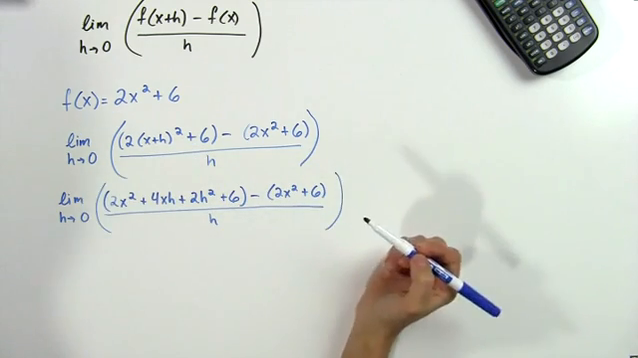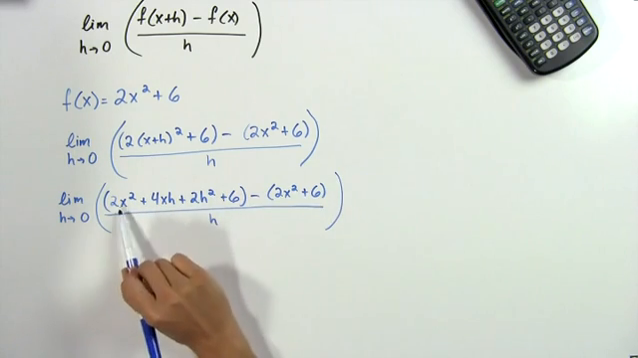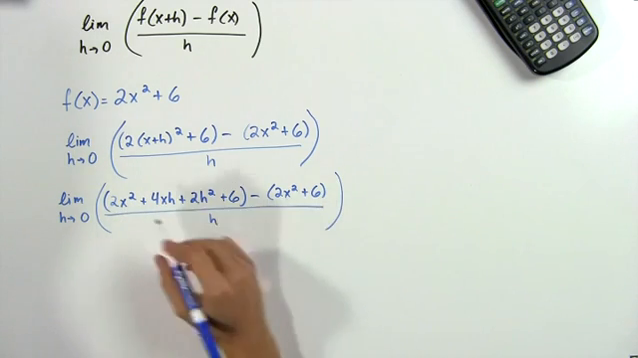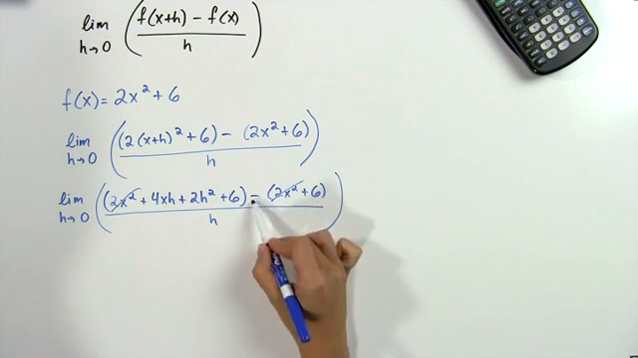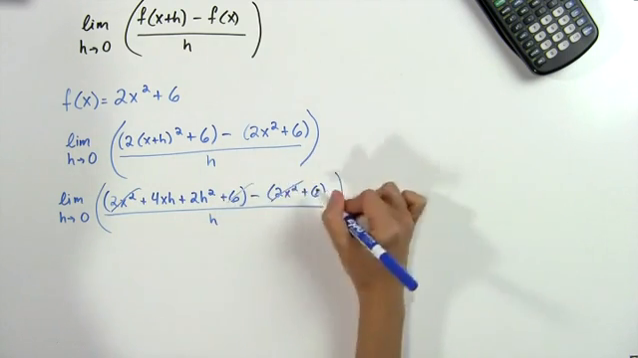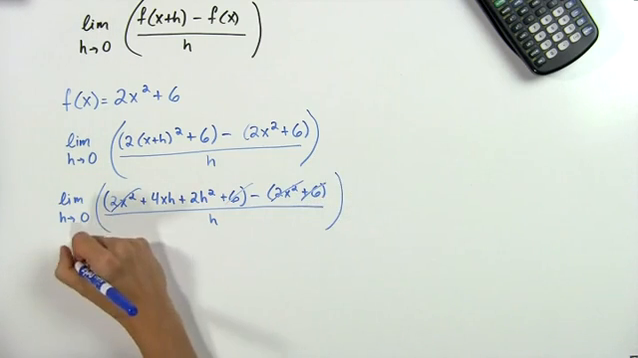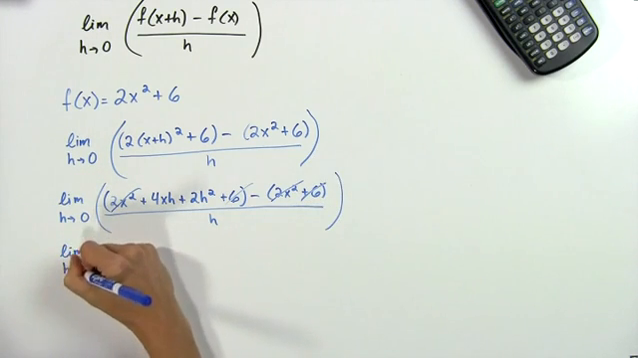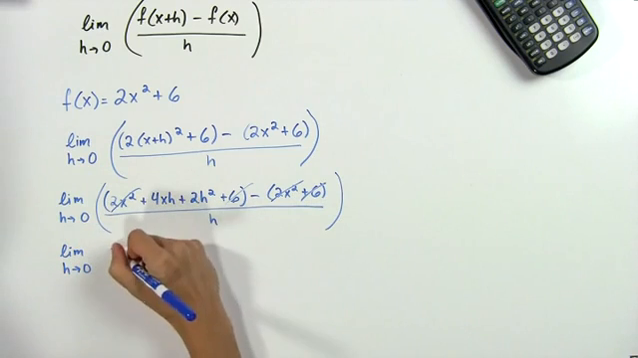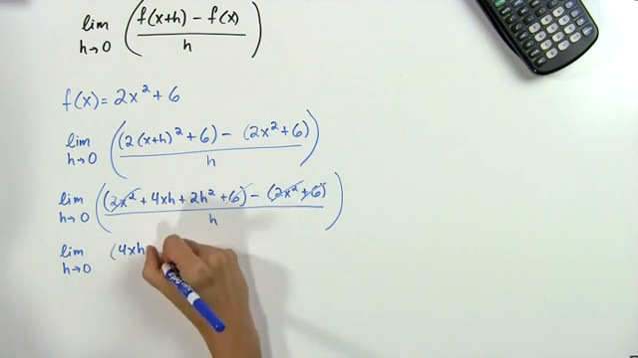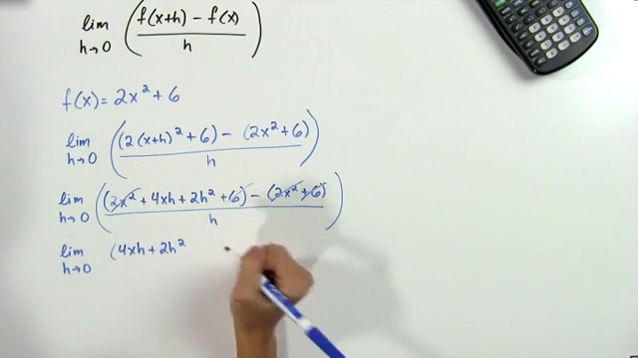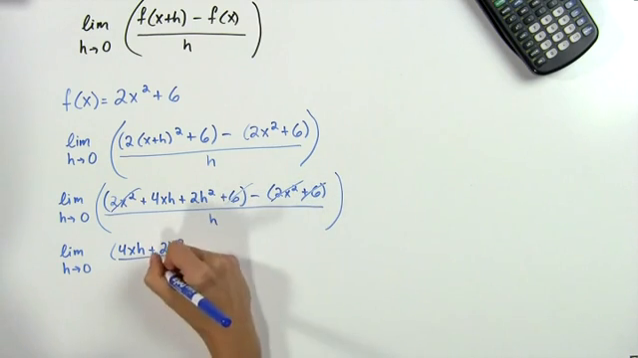Now this looks like a long mess, but a lot of these cancel out. We have 2x squared minus 2x squared, so both of those cancel. And then we have plus 6 and minus 6, so both of those cancel out. That leaves us with the limit as h tends to 0 of 4xh plus 2h squared, all divided by h.